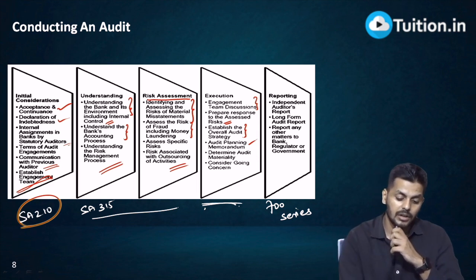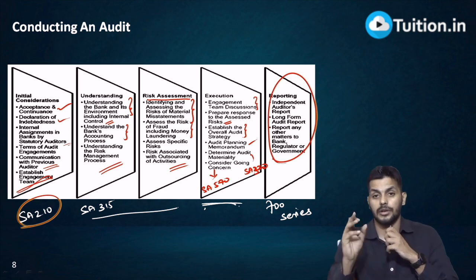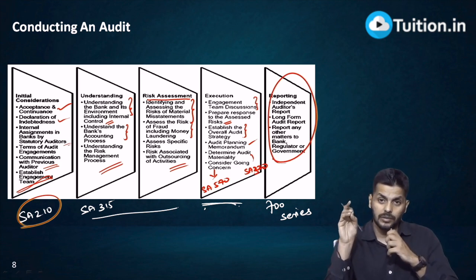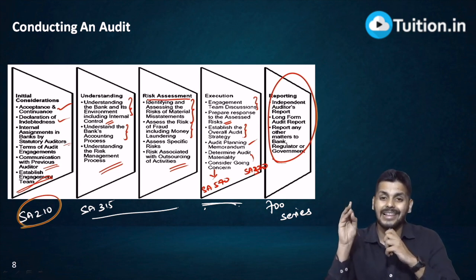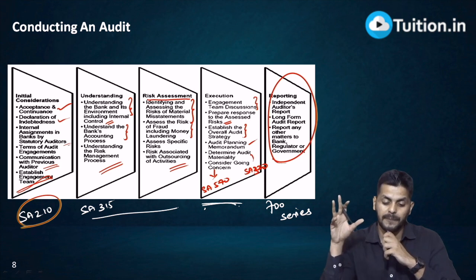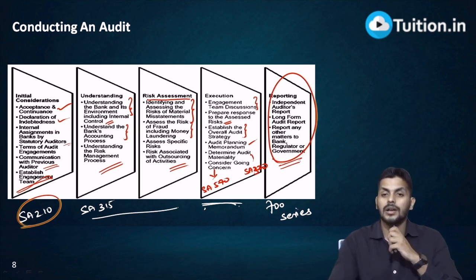Determine audit materiality, SA 320, and SA 570 is on considering going concern. So all these points are supposed to be taken care of. And finally the 700 series which talks about reporting. Now you're supposed to give an independent auditor's report. You're not supposed to give just an independent auditor's report alone. You're also supposed to give an LFAR, long form audit report, and report any other matters the bank, regulator or the government requires. Whatever is required, you have to take into consideration and report the matters to the respective people.